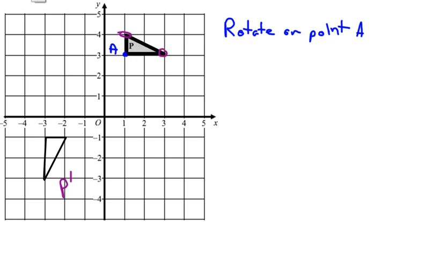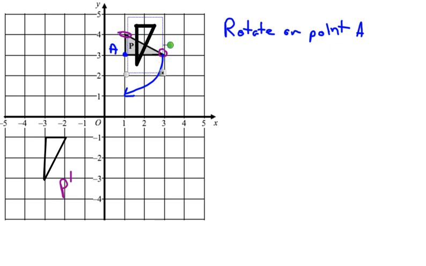Now the next question is, where are we going to rotate it? Are we going to rotate it clockwise or counterclockwise? Well, what I'd like to do is move this down here. So I may say I'm going to rotate the triangle clockwise on point A. How many degrees would that be? If you said 90 degrees, you're right.